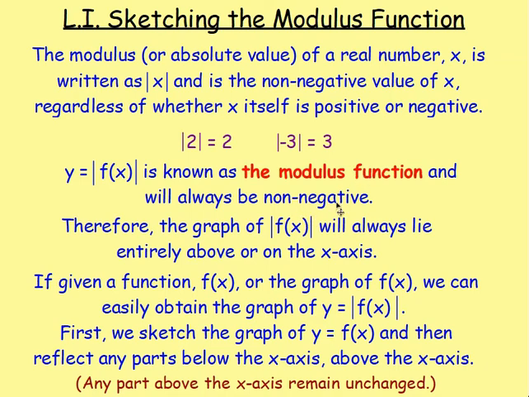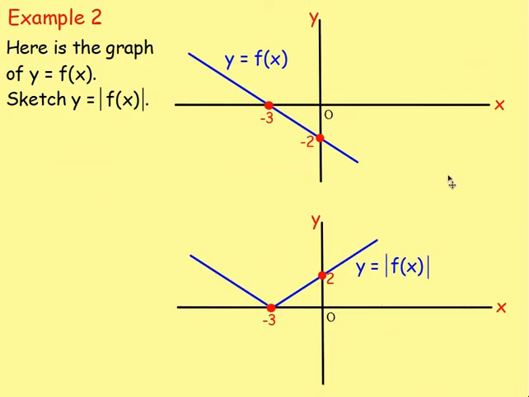If we have the modulus of f of x, that is the modulus function is always going to be non-negative. That means then that the graph will always lie above or on your x-axis. It will not lie below. Any bits that do lie below, boom, you flip them above. Any bits that are already above, they remain unchanged. So for example, here we had to sketch the modulus of f of x. That there is f of x, and all we're doing is taking this part that is below our x-axis and we flip it above. So it comes up here.